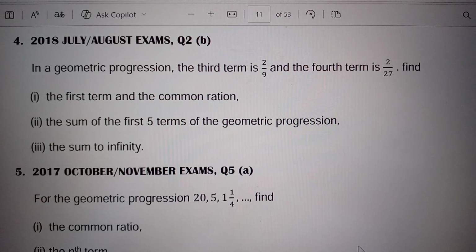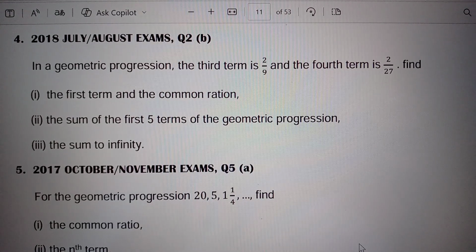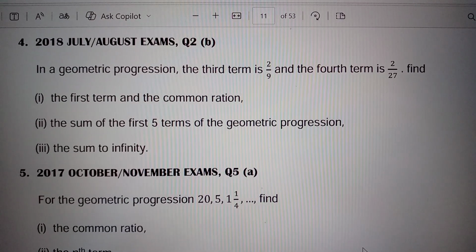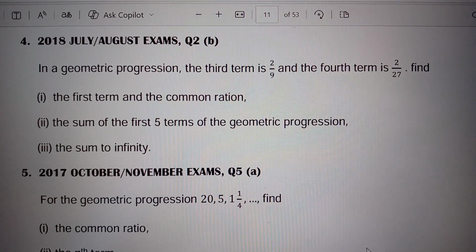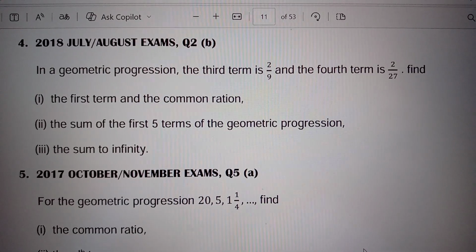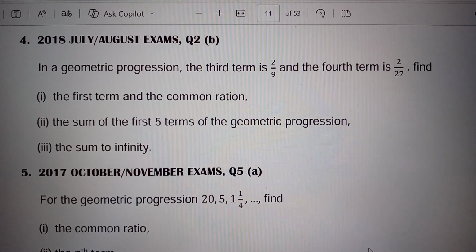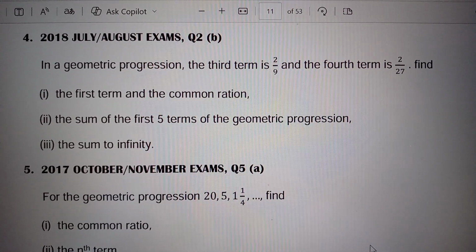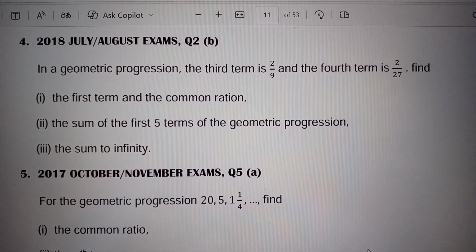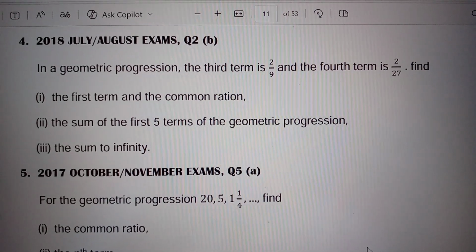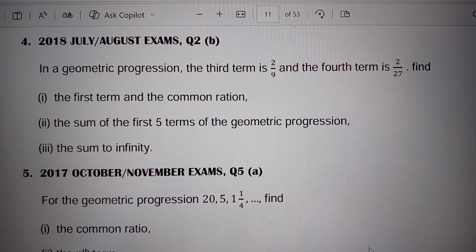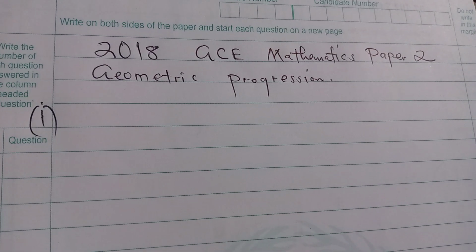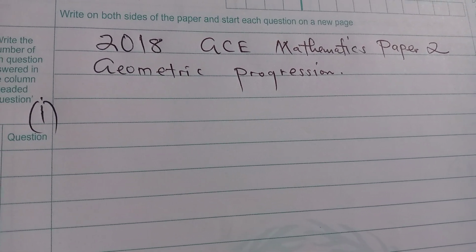We are going to revise Geometric Progression, the question that came in 2018, the paper that was written by the external candidate in 2018. The question reads: in a geometric progression, the third term is 2 over 9 and the fourth term is 2 over 27. Find the first term and the common ratio. So they are saying we calculate the first term and the common ratio.